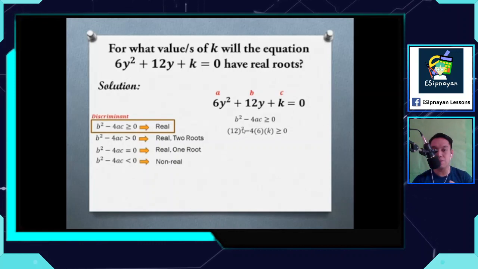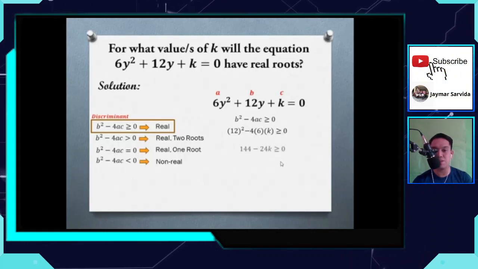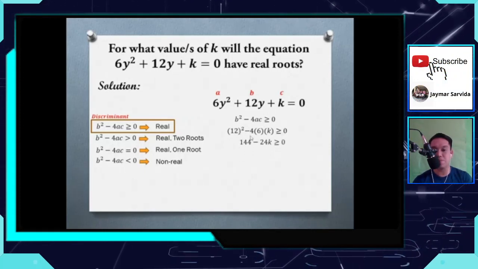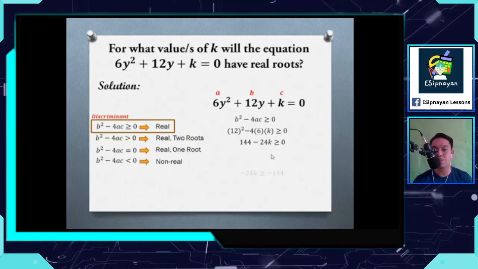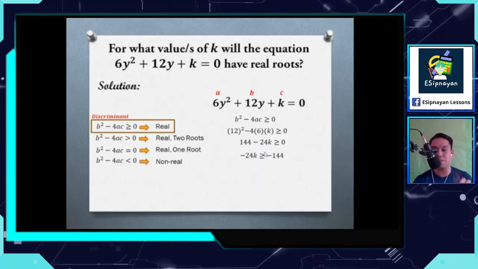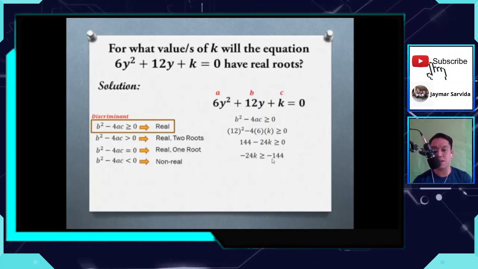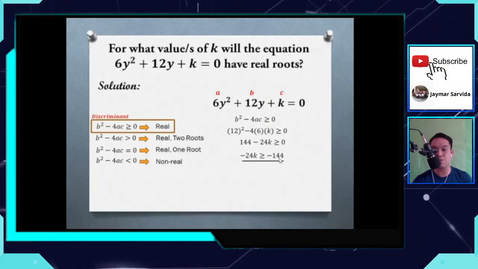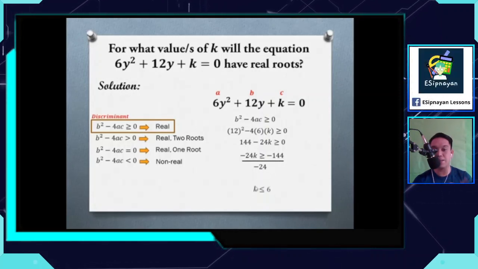So the value of b is 12. So that will become 12 squared minus 4, the value of our a which is 6, and the value of c is k. Simplify it further, so that will become 144 minus 24k greater than or equal to 0. So by applying the APE, add negative 144 on both sides. So that will become negative 24k greater than or equal to negative 144, divided by negative 24 on both sides. So that will become k is less than or equal to 6.